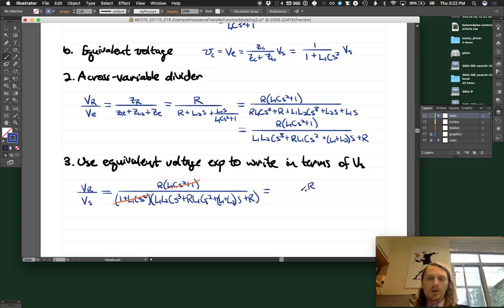third order R over L1 L2 C S cubed plus R L1 C S squared plus L1 plus L2 S plus R.